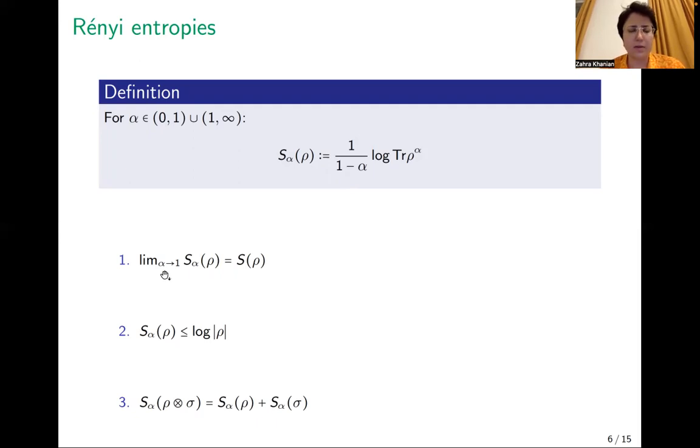First off, if alpha converges to 1, it has been shown that the Rényi entropy converges to the von Neumann entropy. The second one is that the Rényi entropy is bounded by the local dimension of the system. And the last one is additivity over tensor product states.